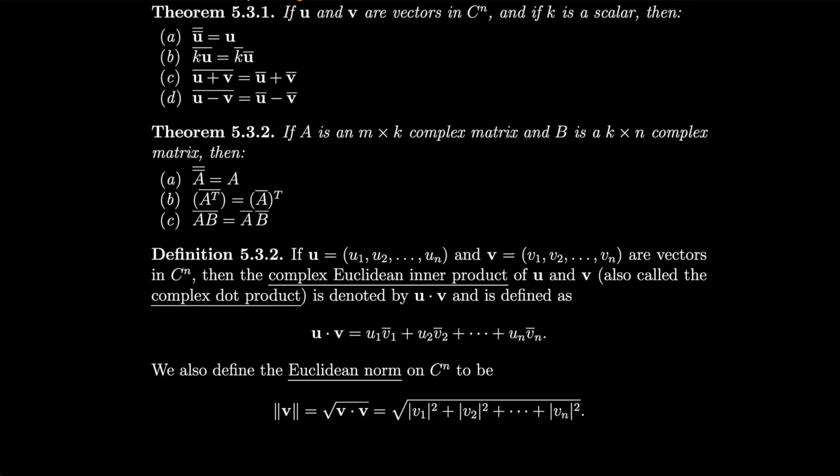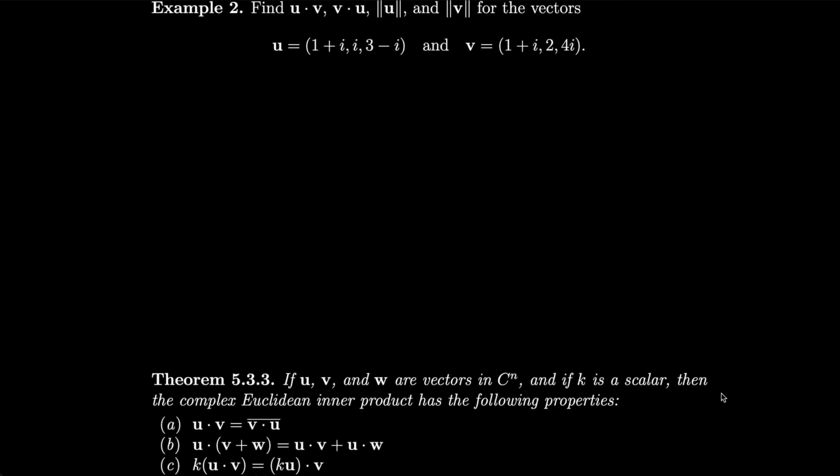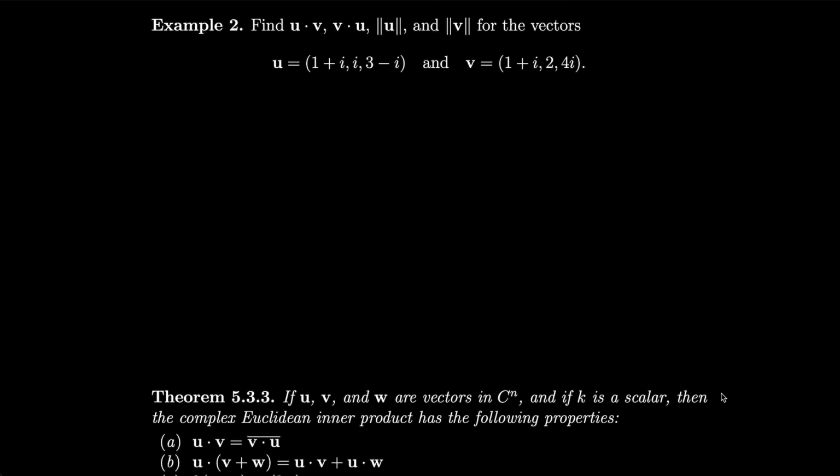We also defined the Euclidean norm on Cn to be norm v equals the square root of the dot product of v dot v, which is the square root of the absolute value of v1 squared plus the absolute value of v2 squared, and so on. How about we find u dot v, v dot u, the length of u and length of v for the vectors u and v given over here.